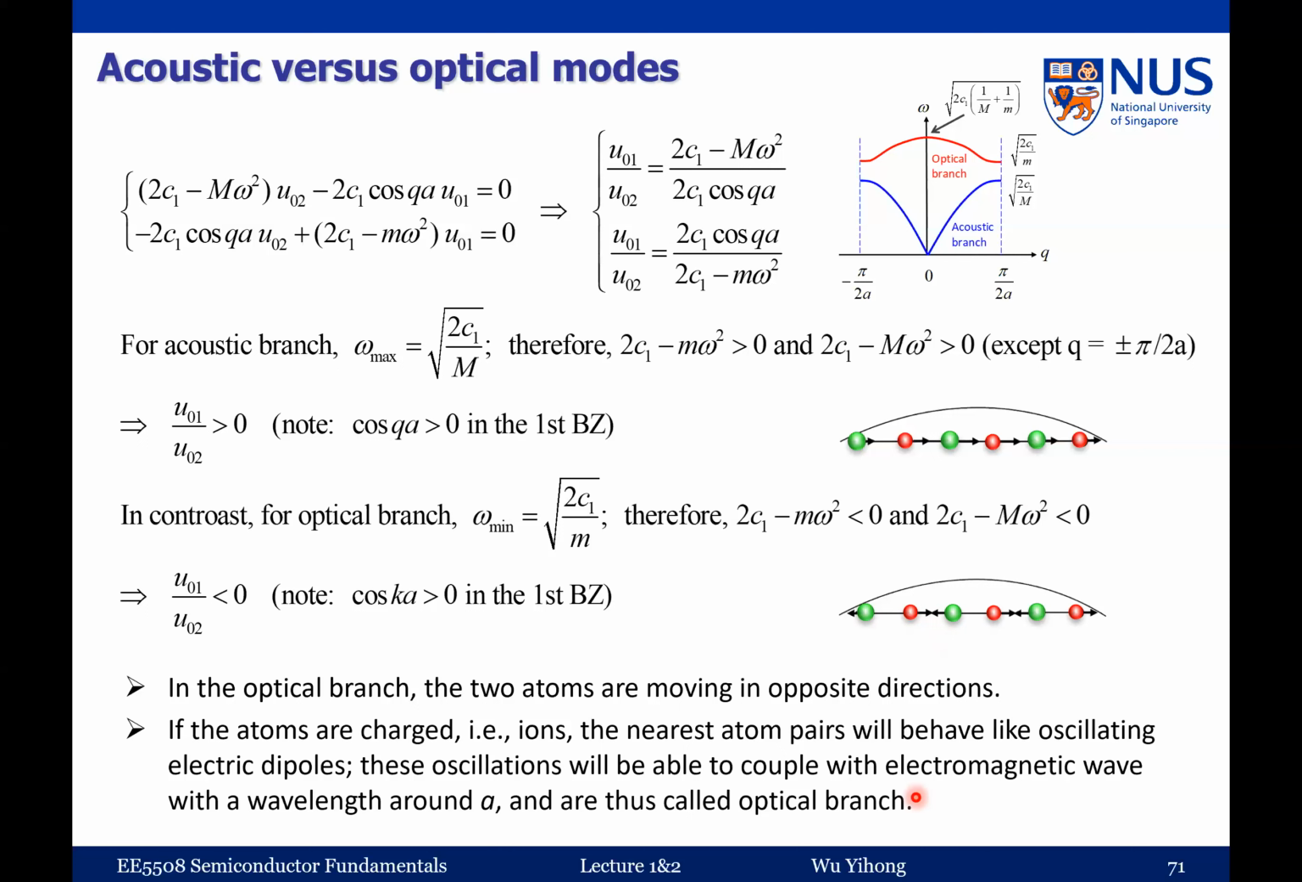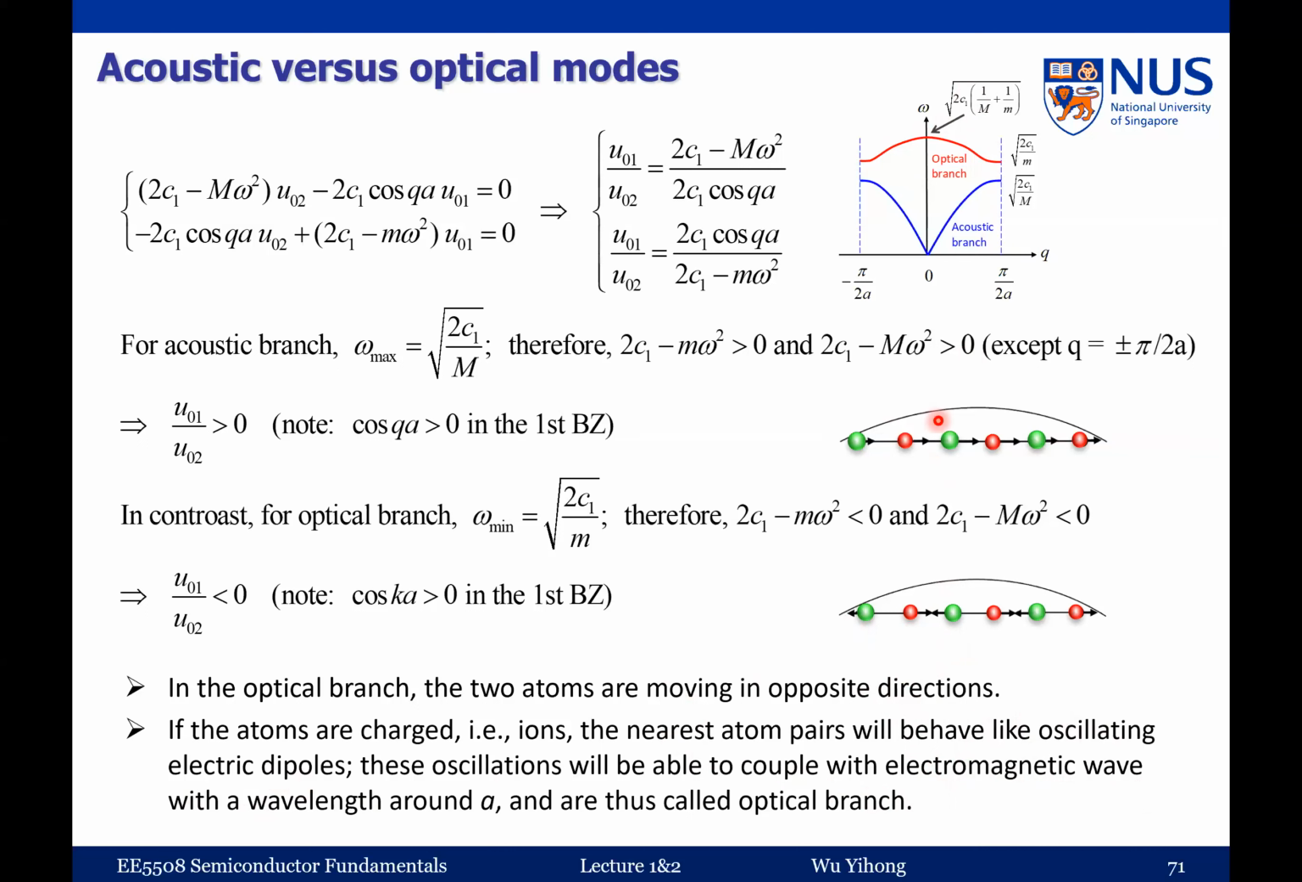So this is the reason why we call this the optical mode. When the vibration frequency is high enough, you get the optical mode. In fact, the frequency of the optical mode is typically in the near infrared, in the infrared region of the electromagnetic wave spectrum. So that's the reason why we call this the optical mode, right? Because it's like an oscillating electric dipole.